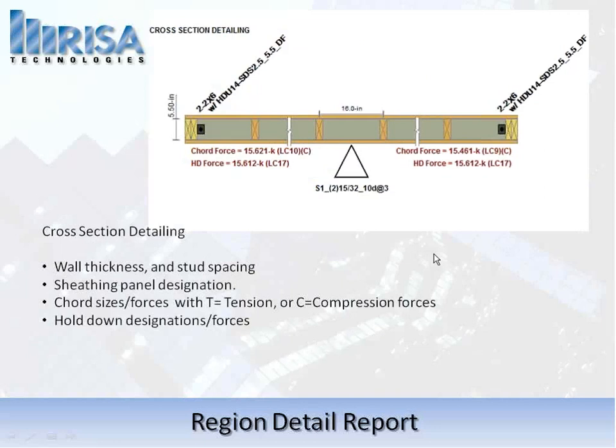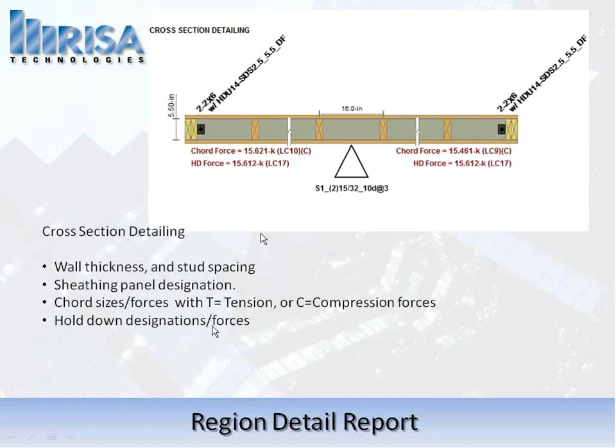Below all that information on the detail report, you see the cross-section detail, and that just shows us a graphic picture of what's happening in this. So we see the wall thickness, the stud spacing, we see the sheathing and panel designation listed out for us. We see the chord sizes and forces. Now, the thing to note in here is we see a little C in parentheses. That means the compression is actually governing for these chord forces.